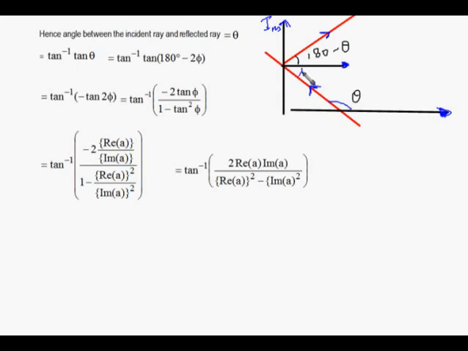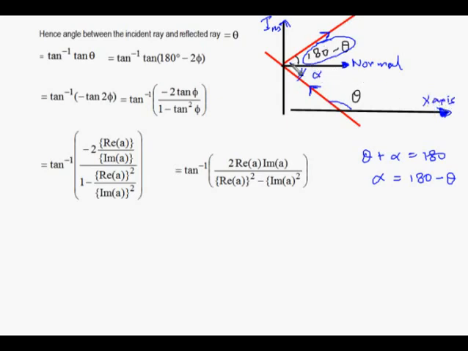Therefore, this angle plus this angle will be 180 degrees. Let us say this is alpha, so theta plus alpha equals 180 degrees. So alpha is going to be 180 minus theta. Since this is the incident ray, this is the reflected ray, and this is the normal, this angle alpha is equal to this angle. Hence, this angle can be written as 180 minus theta. And this normal, as you can see, happens to be parallel to the x-axis.